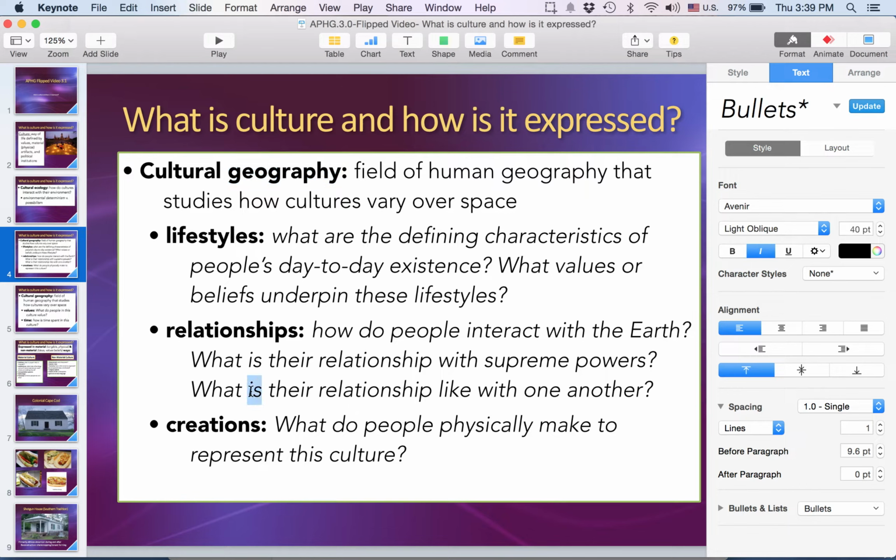In cultural geography, we're looking at human relationships. How do people interact with the earth? What role does the physical environment play in people's lives? We're going to look at certain ethnic faiths where the physical landscape is considered sacred, whereas in other environments, that's really insignificant. What's the relationship that people have with supreme powers?